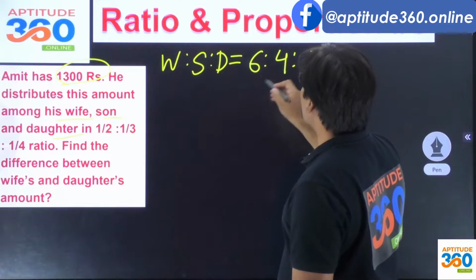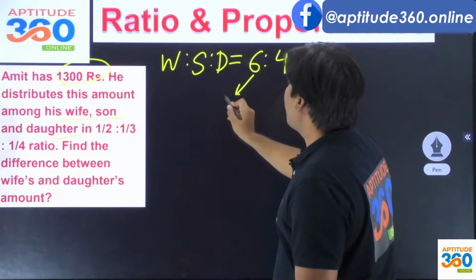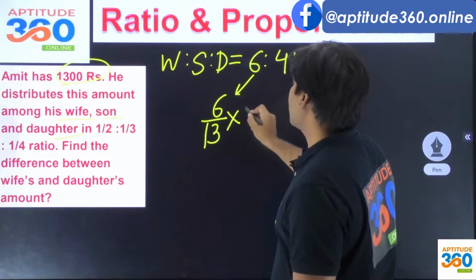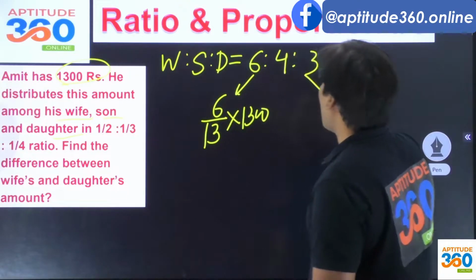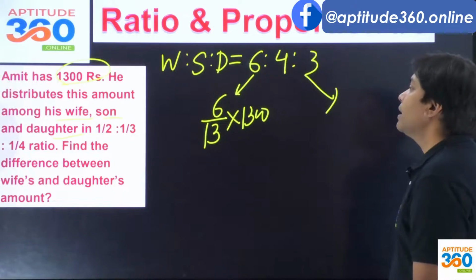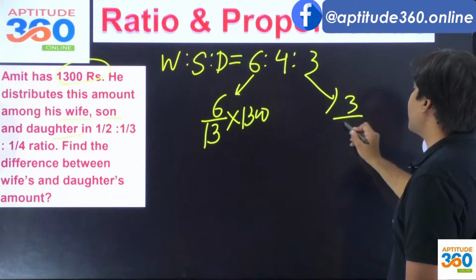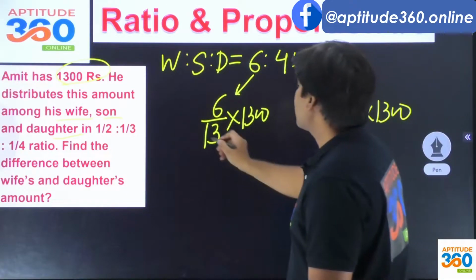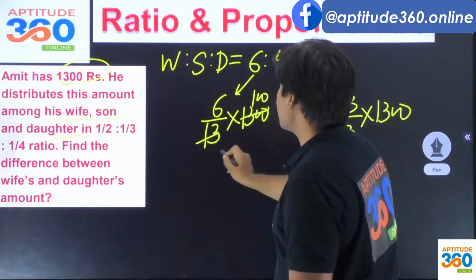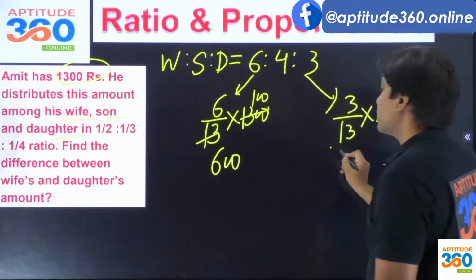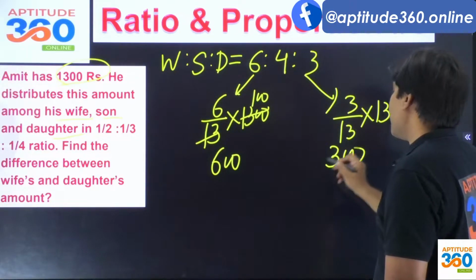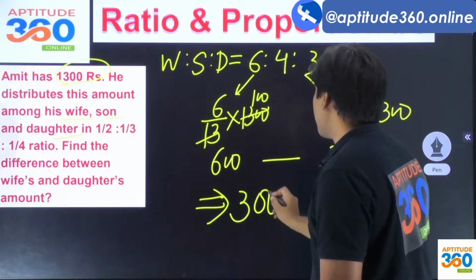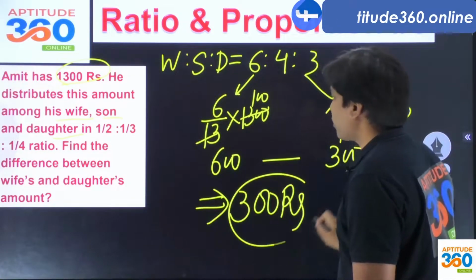So how much is the wife going to get? See, the wife will get 6/13 of the total. Total is this. How much is the daughter going to get? The daughter is going to get 3/13 of this value. Now you may simplify, which comes out as 600. This value comes out as 300, and the difference is going to be nothing but 300. I hope you're getting the problem.